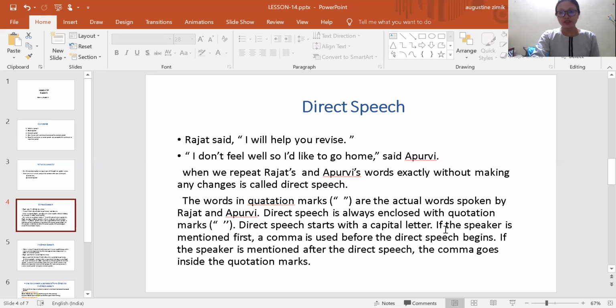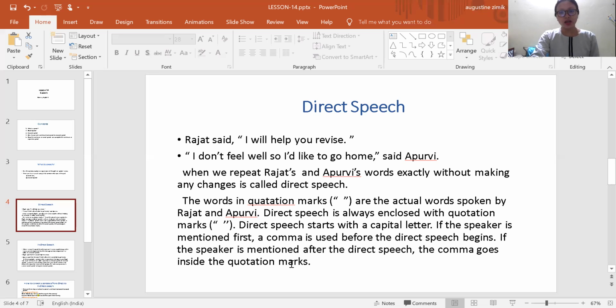Okay. If the speaker is mentioned first, means if the person who says the words is written first, a comma is used before the direct speech begins. A comma is used here before the actual words begin. Okay.